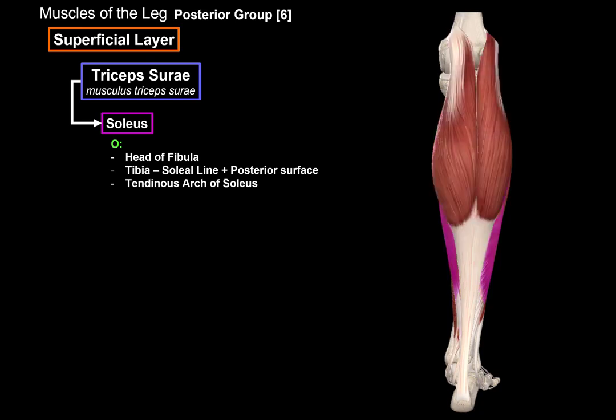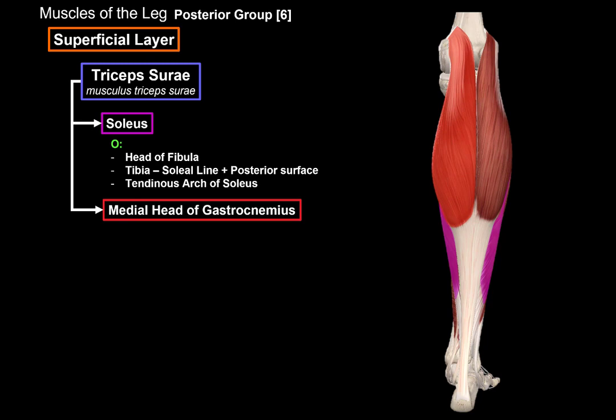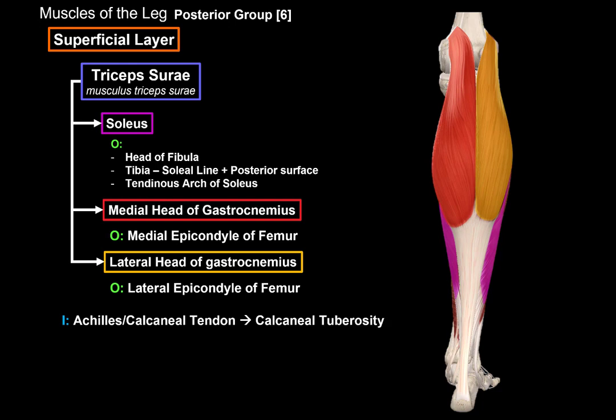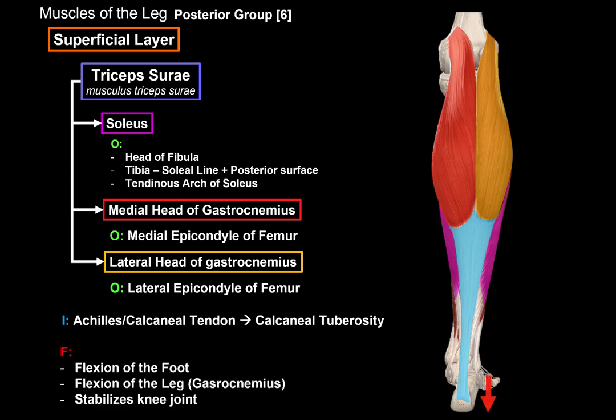The other 2 parts of the triceps sura are located superficially to the soleus, as you see here. They're called the medial head of the gastrocnemius, which originates at the medial epicondyle of the femur, and the lateral head of the gastrocnemius, which originates at the lateral epicondyle of the femur. It then inserts at the Achilles tendon, or the calcaneal tendon, which further inserts at the calcaneal tuberosity. The main function of this muscle is flexion of the foot, and the gastrocnemius muscles flex the leg since they originate at the femur. They also help stabilize the knee joints.